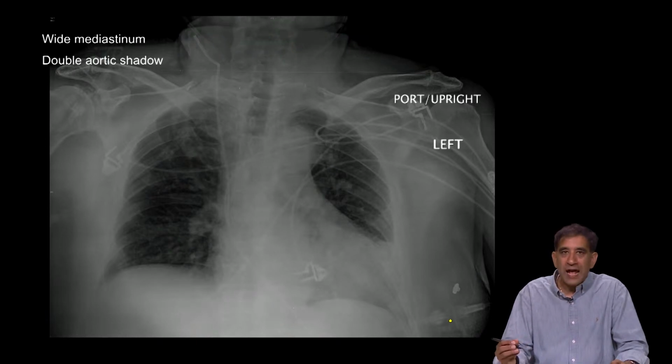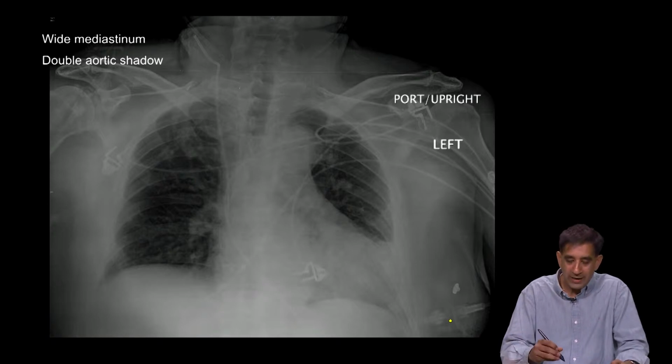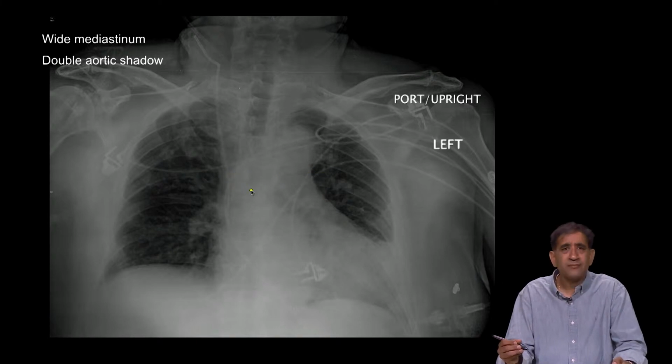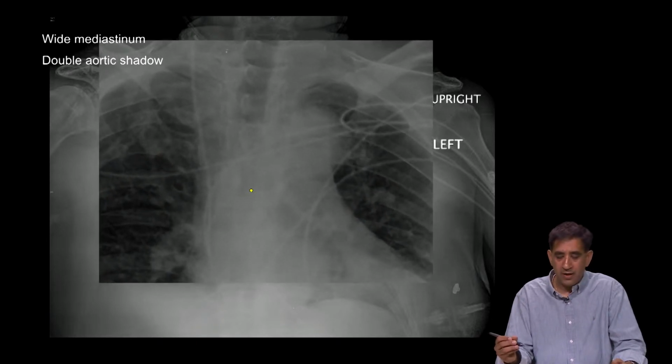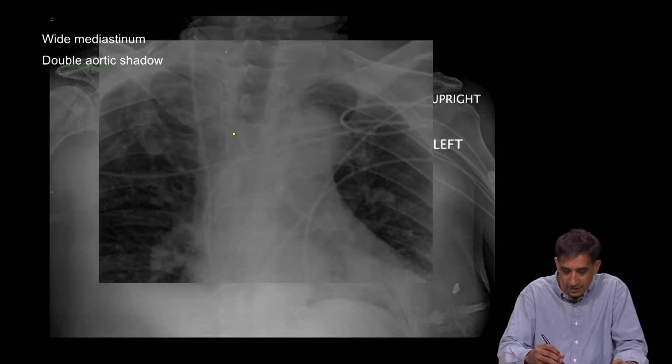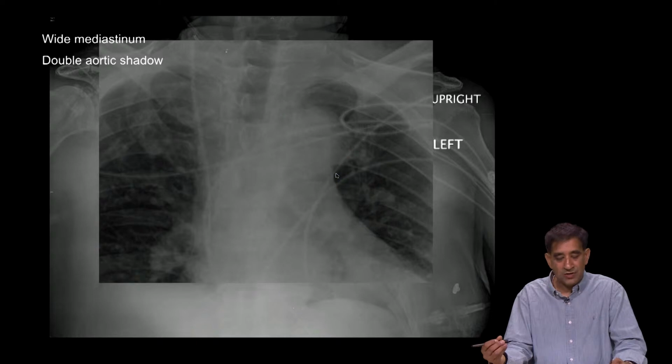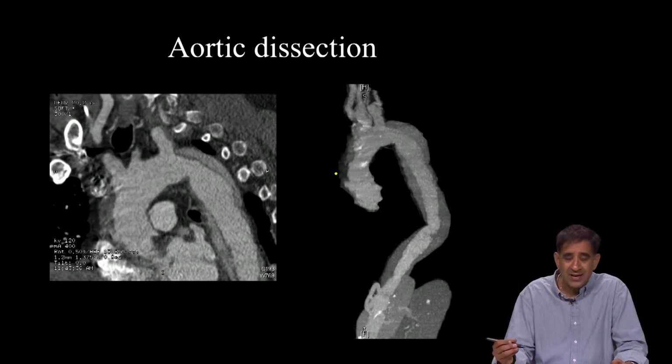Well, if we look at this chest x-ray carefully, what we can see is this patient has 2 abnormalities. One is that the mediastinum is widened, and the second is the patient has a double aortic shadow. So if we blow up that aorta, we can see here is one aortic shadow coming down, and here is another right here. So what does that make us concerned about in this particular case?